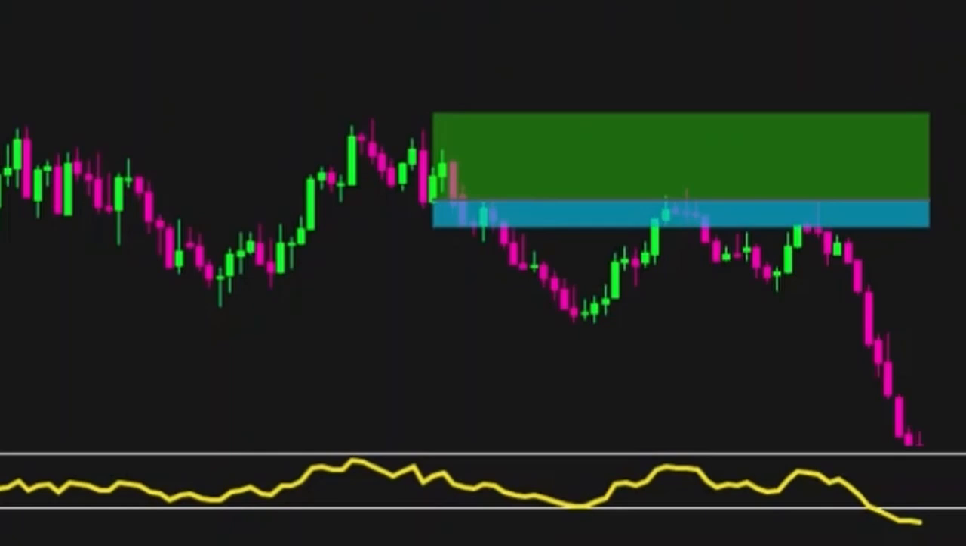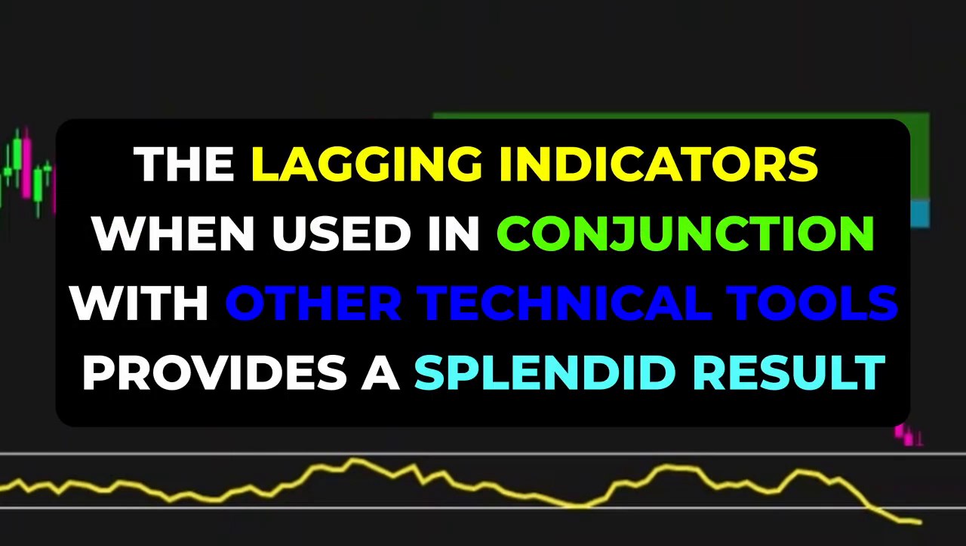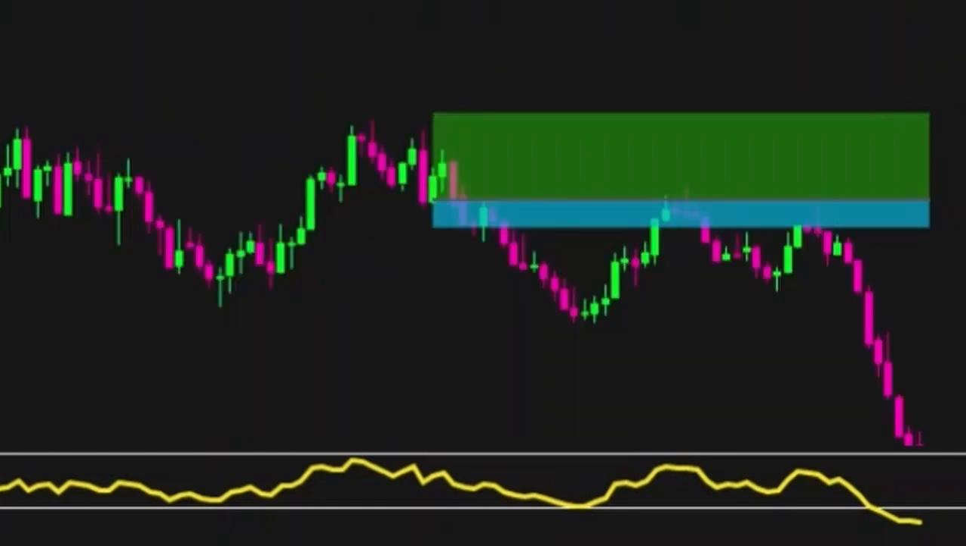Now what's the solution to this? This can be resolved by using these indicators in conjunction with the other technical tools on the chart. The lagging indicators, when used in conjunction with the other tools, provide splendid results for our trades. This is what our strategy is all about.